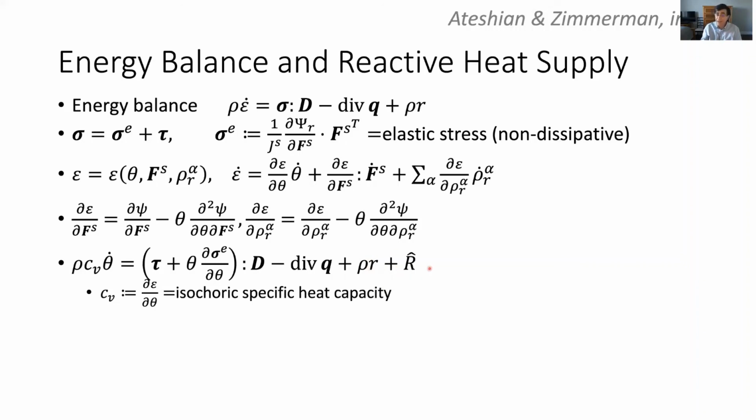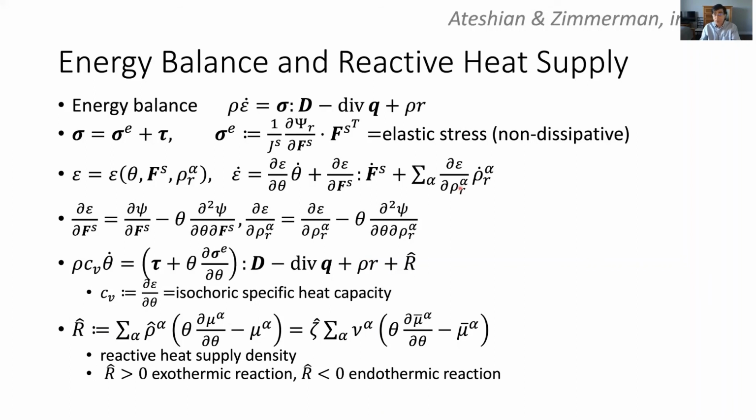And then now this term, which actually comes from substituting all of these equations in here, this is called the reactive heat supply density. That's the term I'm giving it. And it's related to the molar production rate and the chemical potential. This allows you to calculate the heat generated by a reaction. So if R hat is positive, you get an exothermic reaction. If it's negative, you get endothermic. So these are familiar concepts from thermodynamics.